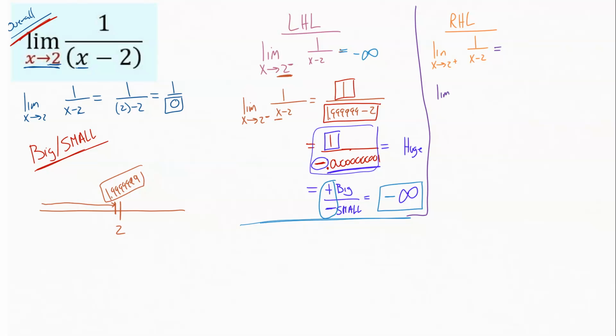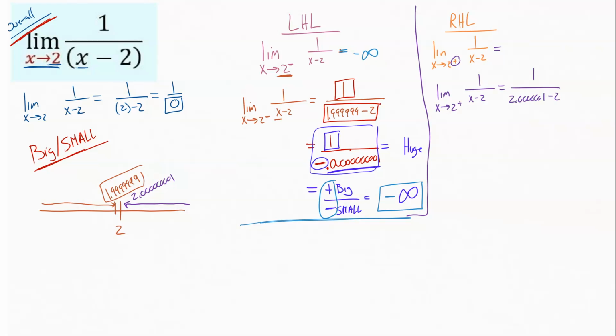So now we're going to play the same type of mental game here. This is 1 over x minus 2. We're coming at it from the right this time. So going back to our number line, if we come at 2 from the right, that's going to be a number like 2.00000, as many zeros as we want. The more zeros, the closer we get. So we're looking at 1 over 2.0000 minus 2.